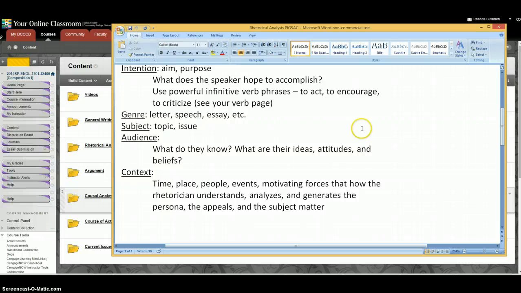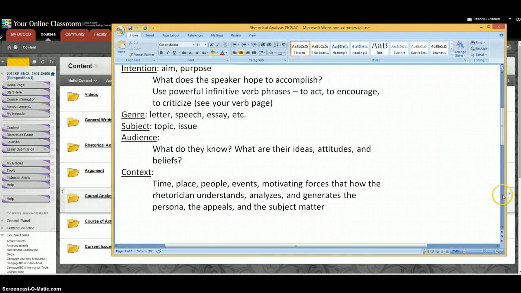Genre would be, in this case, in today's assignment, you're going to read a speech. Subject, what is the topic about? What is the speech about? The audience, what does the audience know? What do we believe? And what are our attitudes and ideas? This is important because when giving a speech, the speaker needs to be aware of his audience and how he can reach them and appeal to them.